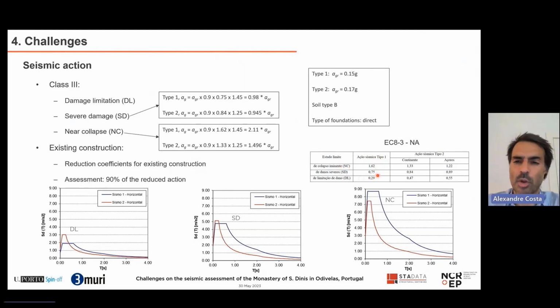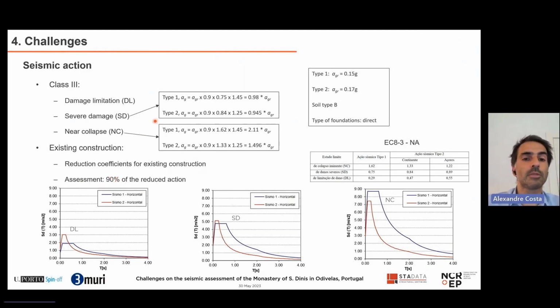Let's look at type 1. Let's say that for severe damage, we are using just 75% of the seismic action that is considered for new buildings. But if we are doing the seismic assessment for near collapse, we are increasing the seismic demand by 62%. On the other hand, when we are working on the assessment part, so not on the retrofit, we can even reduce this action by 90%.